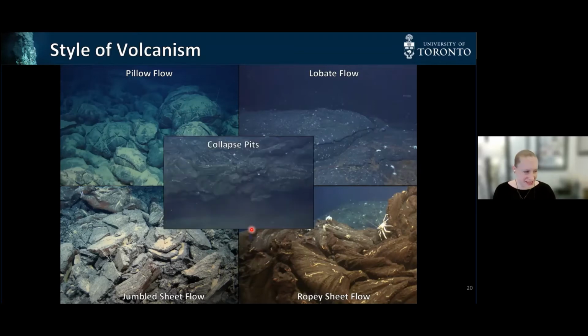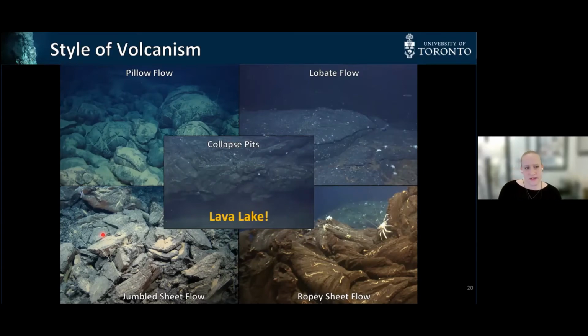We don't have very good pictures of them, but basically this is where we have our jumbled sheet flows, and then there's a big space underneath, a big pit. So this is actually a lava lake, so our lava ponded and then drained away.